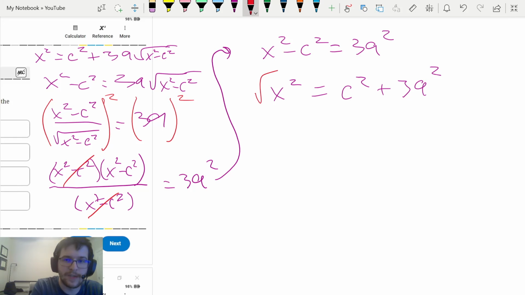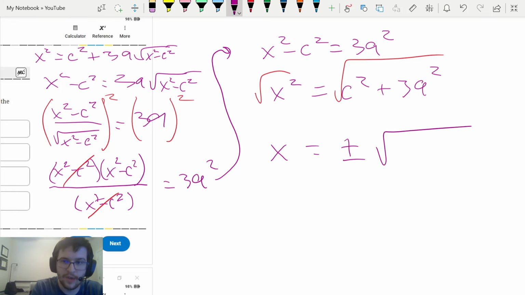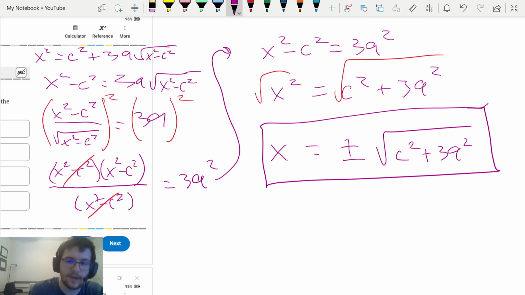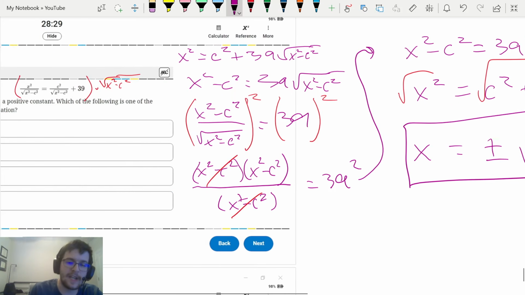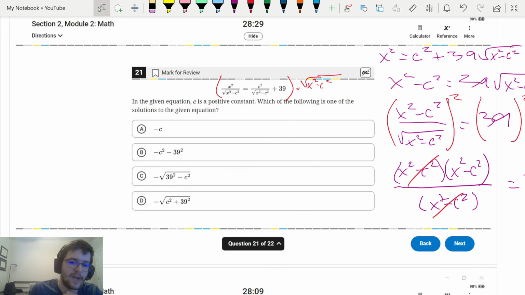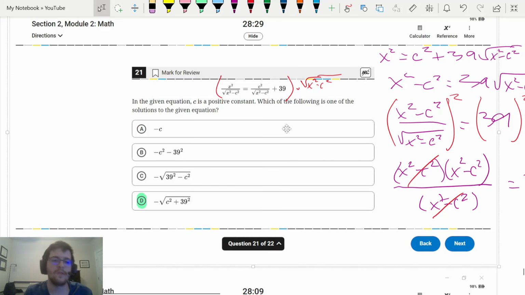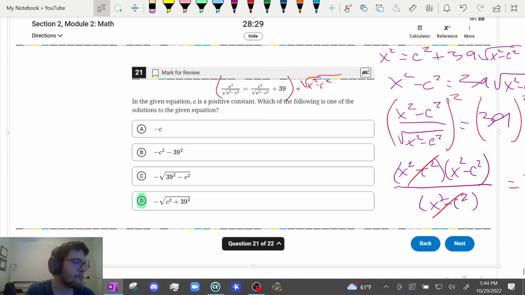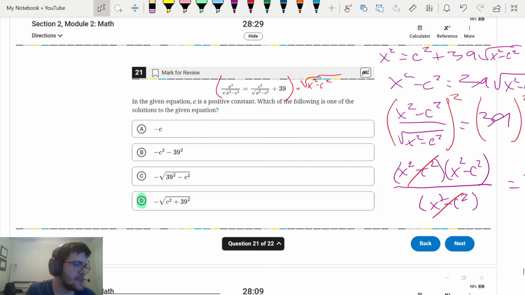Now, when you take the square root of a square in an equation, you have to make sure you put a plus or minus in front of it. So you get x equals plus or minus square root of c squared plus 39 squared. But positive square root of c squared plus 39 squared is not an answer. So it must be D, which is negative square root of c squared plus 39 squared. Wow, that was a tricky question. I was definitely scratching my head when I first saw that. That's a tough one. And this next one's even harder, but hopefully I can help it make more sense.